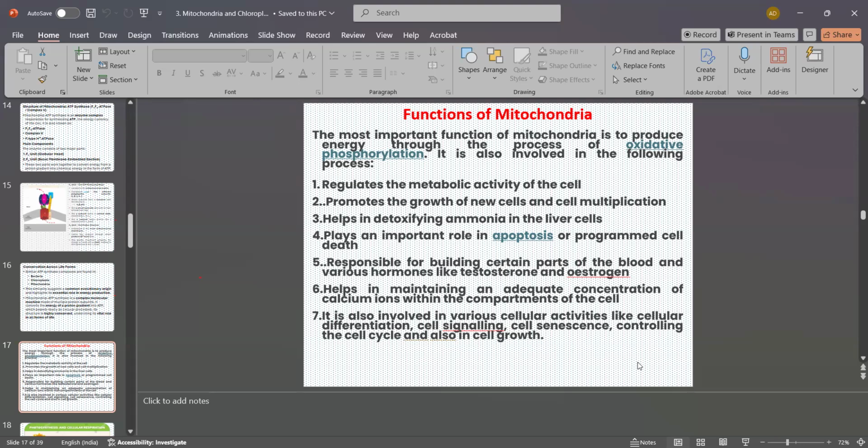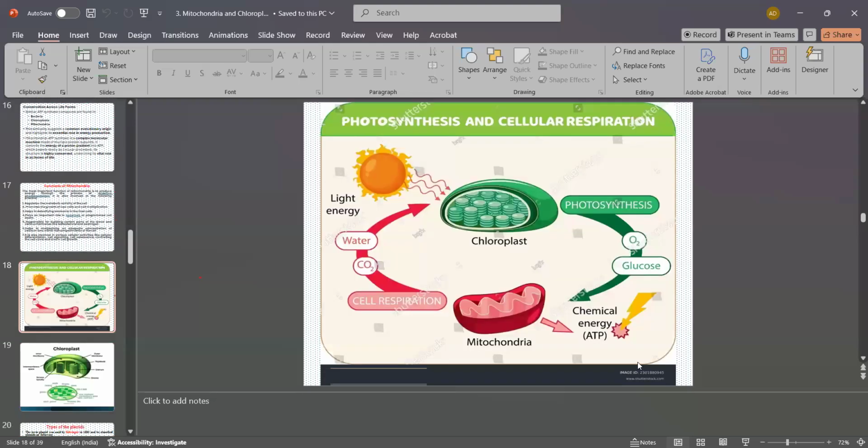Next one is the chloroplast. This is also about photosynthesis and cellular respiration. Mitochondria release chemical energy. The chloroplast uses solar light energy, water, and carbon dioxide in photosynthesis and releases oxygen. This oxygen is combined with glucose to release chemical energy, ATP. The chloroplast and mitochondria are both related cell organelles.